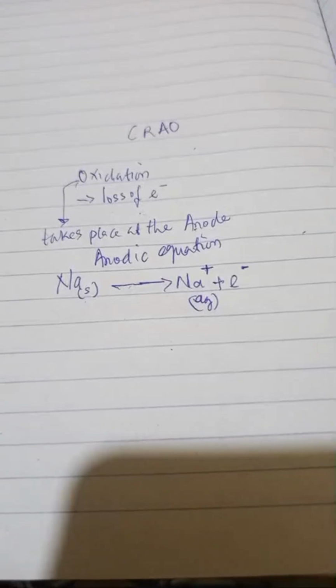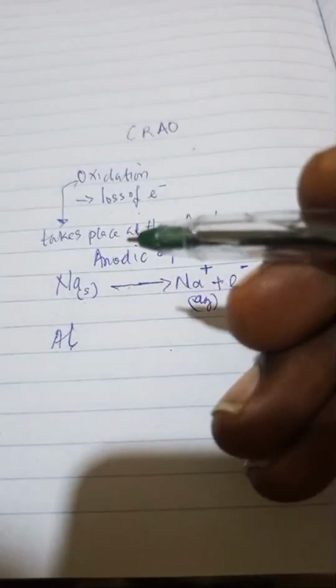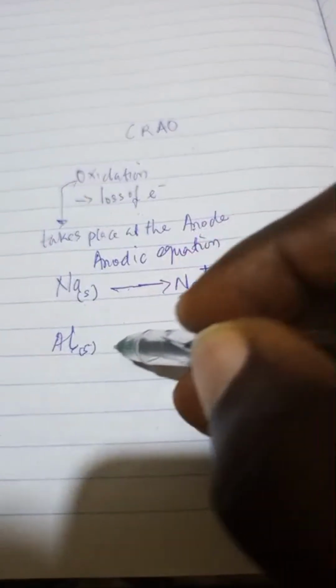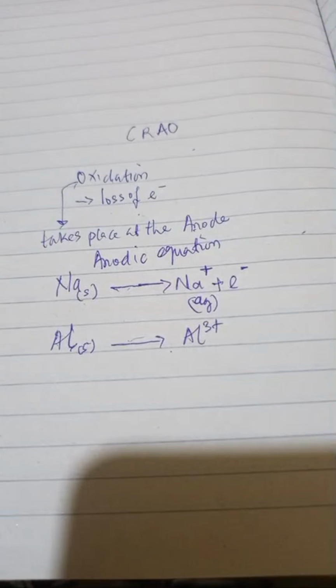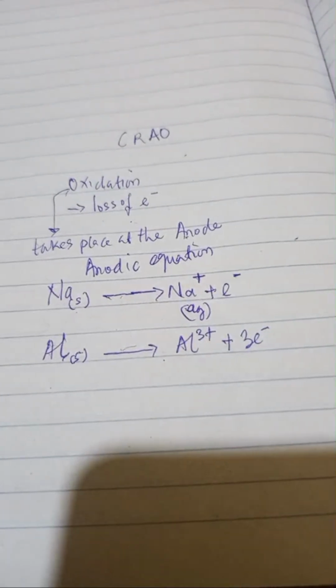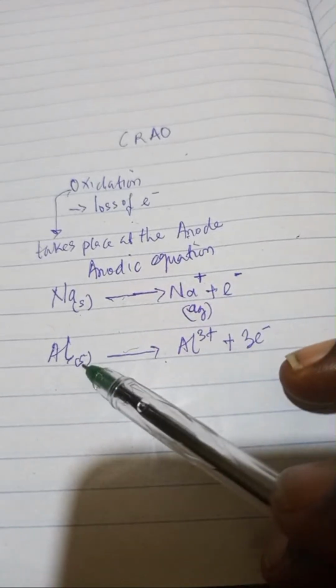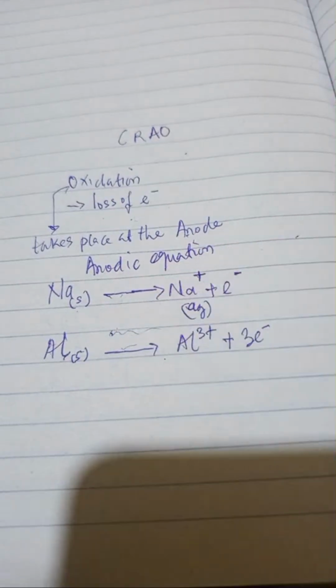Let's try for another element. Let's try aluminium. You can call it group 3 because the charge is 3. So Al, solid. Now I want this Al to become Al3 plus. That means I must add 3 electrons at the right hand side, 3e minus. So this is aluminium in solid form, but it has not disappeared yet. This process is oxidation.